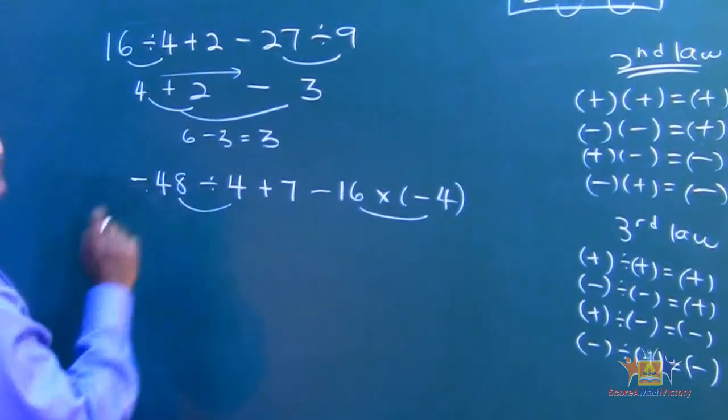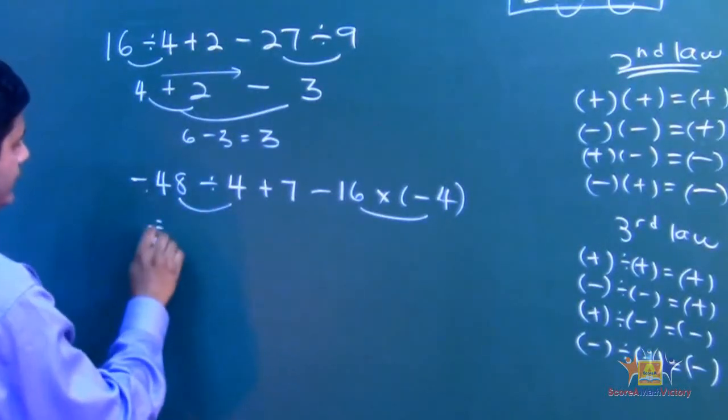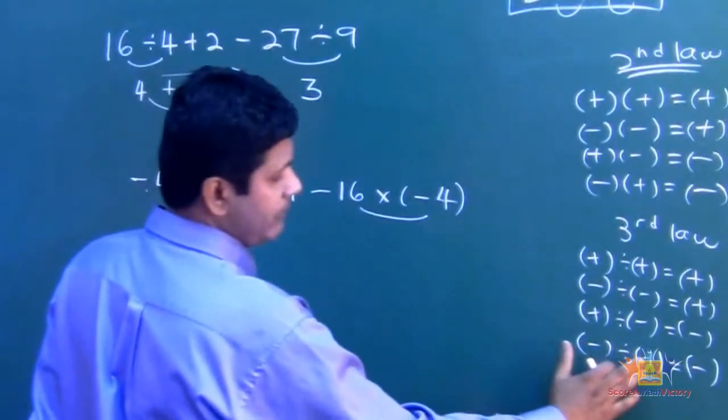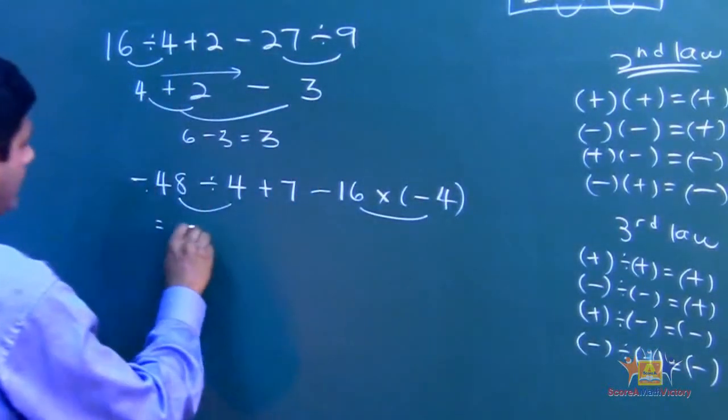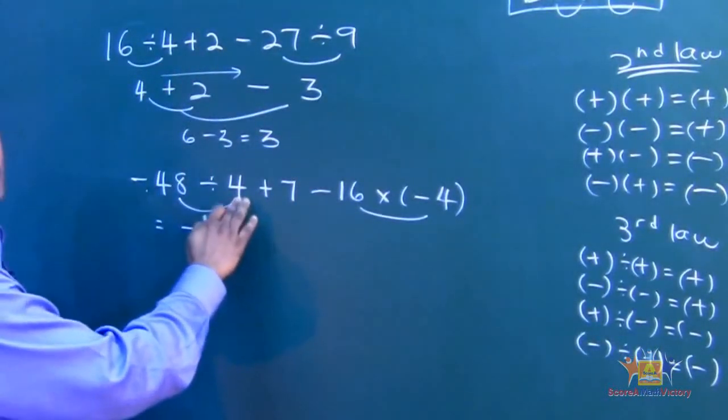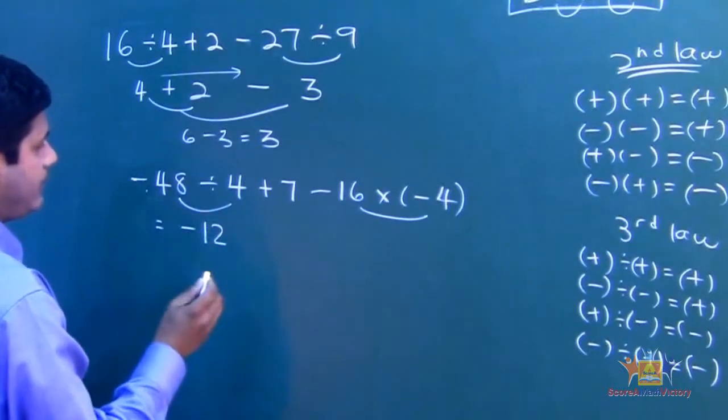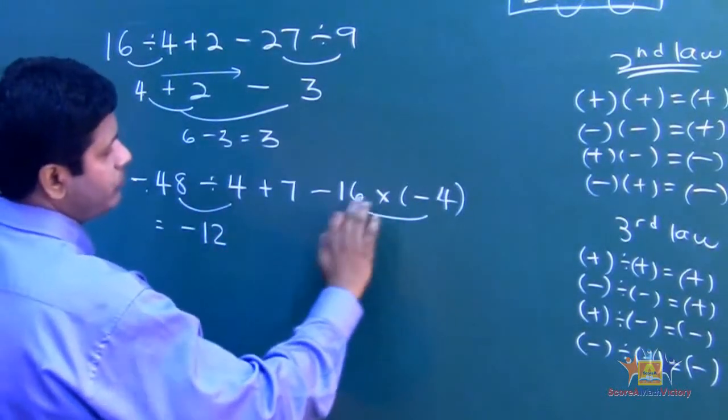Negative and positive when you divide should give me what? Negative divided by positive gives me negative. Okay, 48 divided by 4, very good, it's 12. Okay, so now times table. Then we're going to do this one.